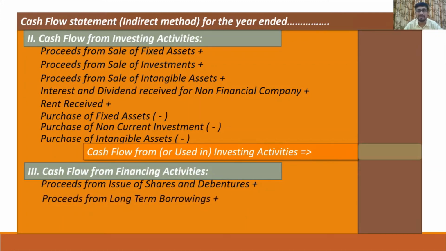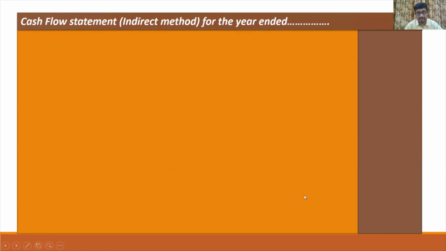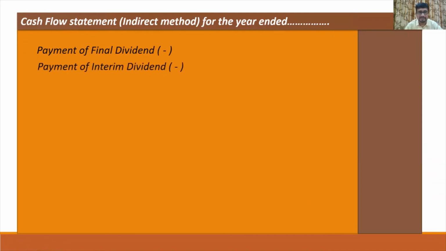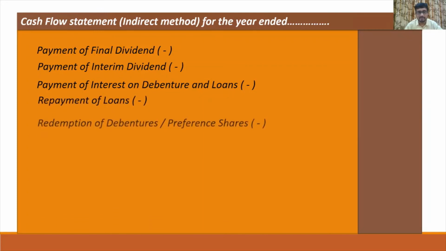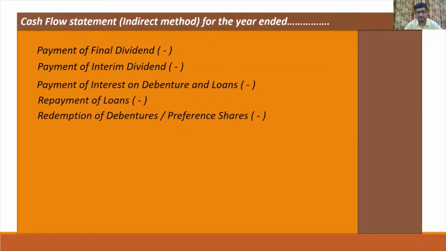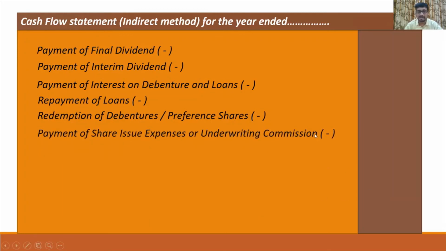Proceeds from long-term borrowing. When we take a loan, what happens? Cash increases, it is added. You can see. Increase in bank overdraft is added. It increases, so that's why it is added. And then payment of final dividend is subtracted. Payment of interim dividend is subtracted, cash goes out from the business. Payment of interest on debenture and loan is subtracted, cash goes out from the business. Repayment of loan, repayment of debentures and preference shares, payment of share issue expenses or underwriting commission, children, cash goes out from the business. That's why these points are subtracted.